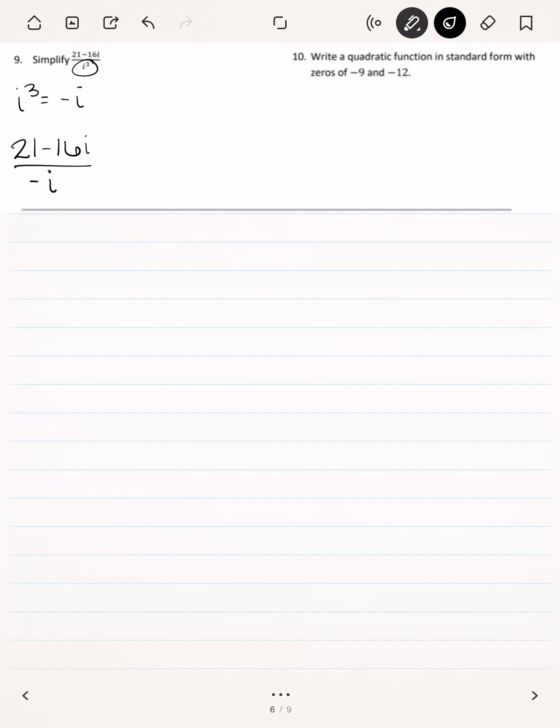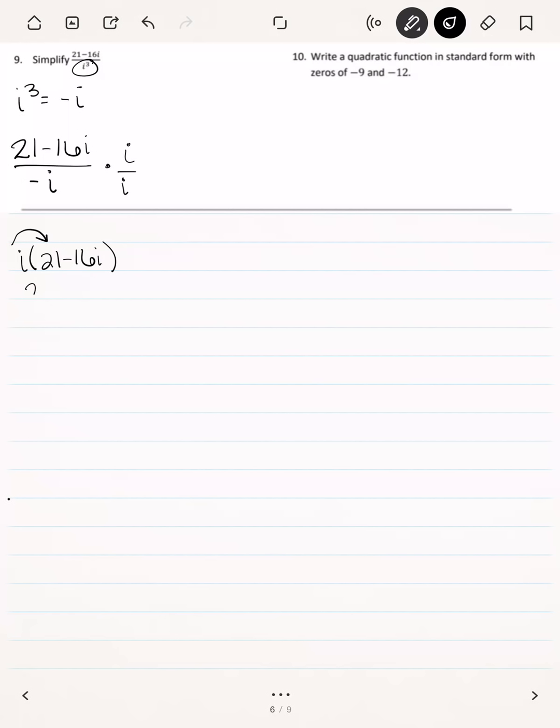Remember, we do not like i's in the denominator, so I need to multiply by the conjugate of the denominator, which means I change the sign of the imaginary part of my denominator. So I'm going to multiply everything by a positive i. In this case, I'm just going to use the distributive property instead of trying to draw the boxes out. You can draw the boxes, it's the same thing. So I'm going to distribute.